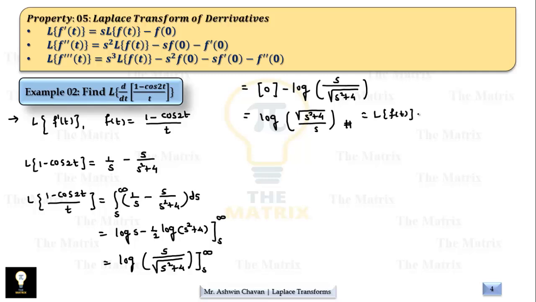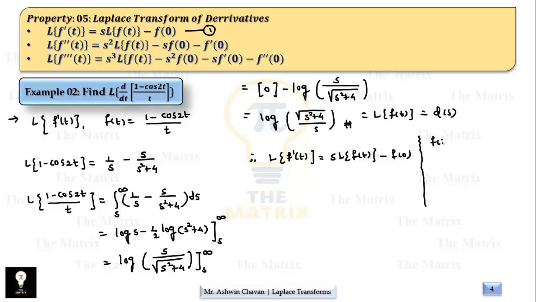But this was not our target; this was our requirement for the formula. You can see this formula, equation number 1. Here Laplace of f of t was required because the question is to find Laplace of f dash of t, that is the derivative of (1 minus cos 2t) upon t. So this is nothing but s into Laplace of f of t, which is phi of s for us, minus f at 0. Now let's look at how to get the function's value at 0.